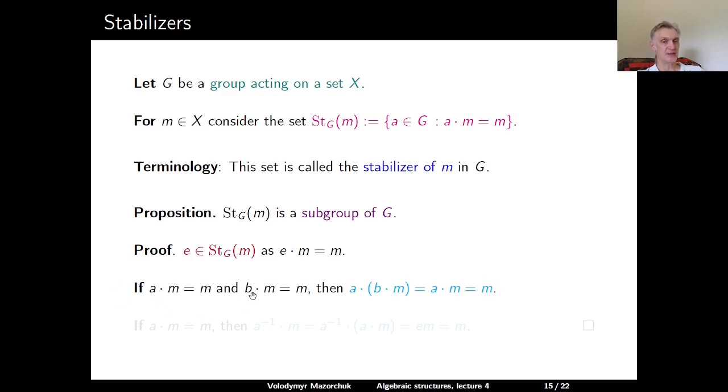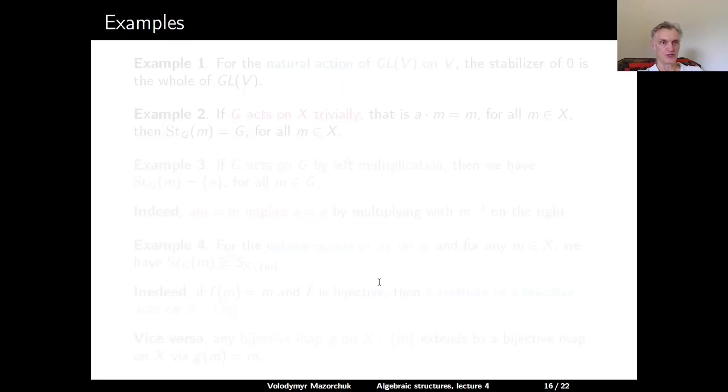So if A is in the stabilizer and B is in the stabilizer, then AB is in the stabilizer. So the stabilizer is closed with respect to multiplication. Finally, if AM is M, applying A inverse, we get A inverse M is equal to A inverse applied to A times M, which is, we move the brackets, A inverse A gives us the identity, and we get M. So if A is in the stabilizer, then A inverse is also in the stabilizer. So the stabilizer is closed with respect to taking inverses. And this implies that the stabilizer is a subgroup of G.